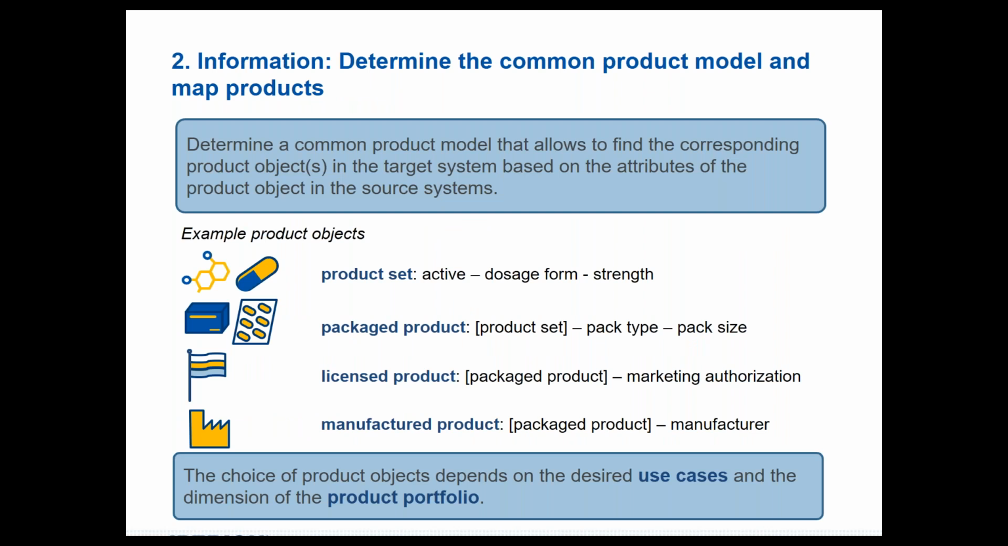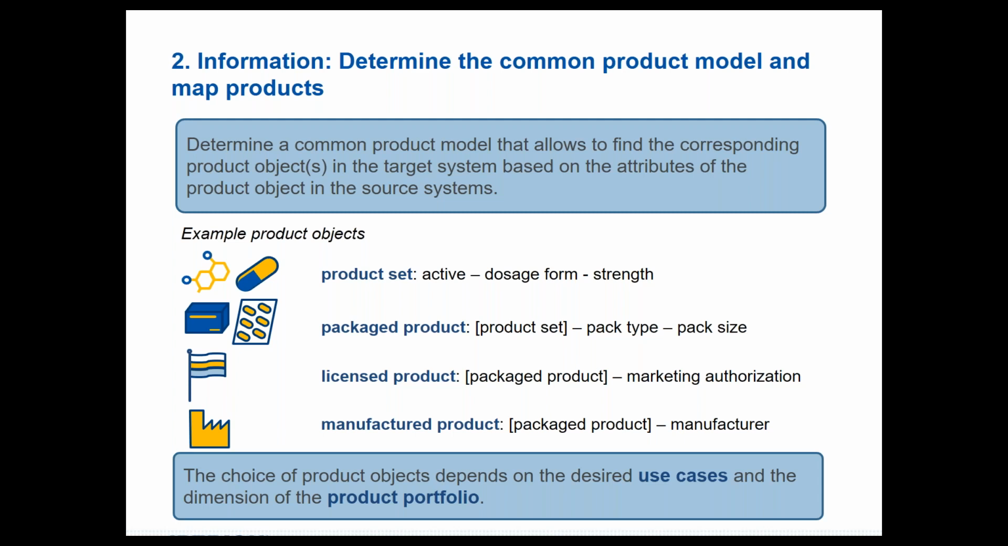What we want to get to is that we are able, based on the properties of what we call a product object, and I will explain in a minute what that means, in one system to find the same product object in the other system. So what do I mean with a product object? Well, if you look at a product, you can describe it on several levels. Everybody who is in pharmaceutics will be familiar with this.